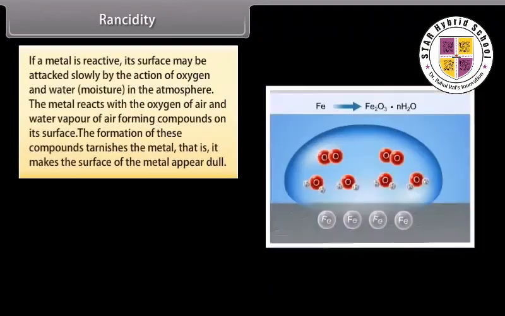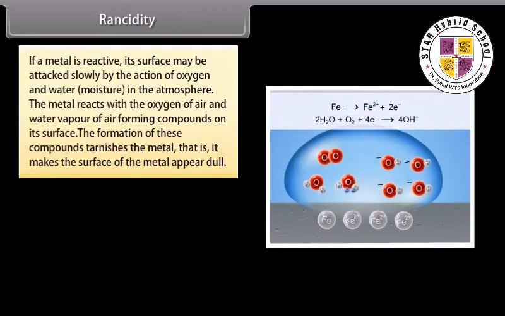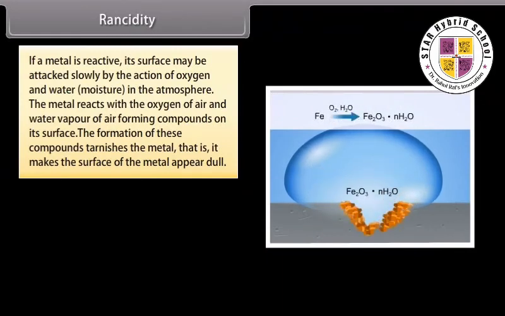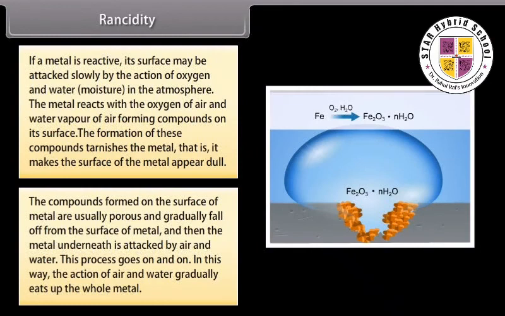If a metal is reactive, its surface may be attacked slowly by the action of oxygen and water in the atmosphere. The metal reacts with the oxygen of air and water vapor of air, forming compounds on its surface. The formation of these compounds tarnishes the metal. That is, it makes the surface of the metal appear dull. The compounds formed on the surface of the metal are usually porous and gradually fall off from the surface, and then the metal underneath is attacked by air and water. The process goes on and on. In this way, the action of air and water gradually eats up the whole metal.